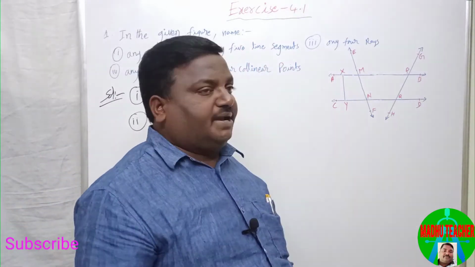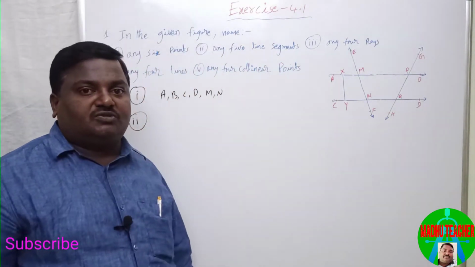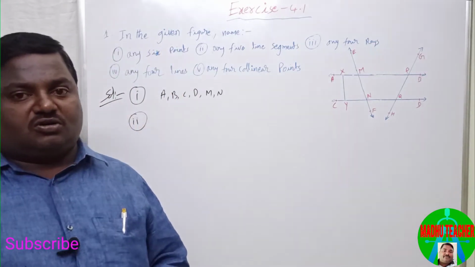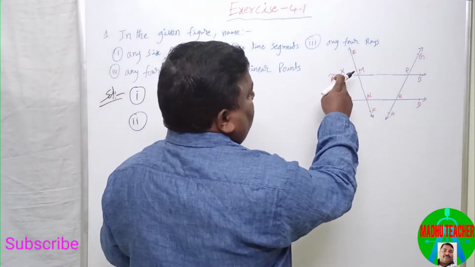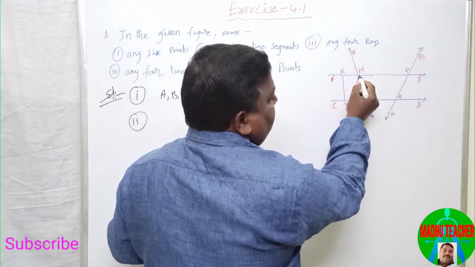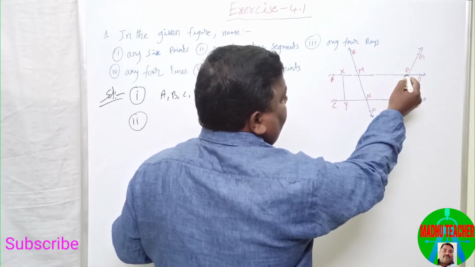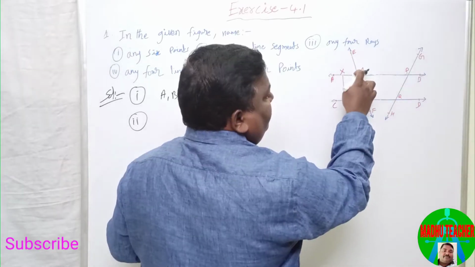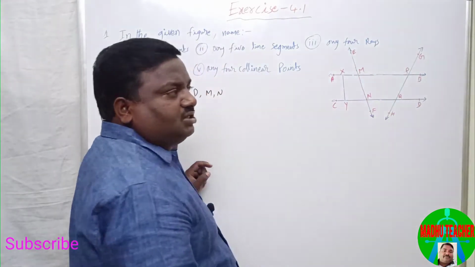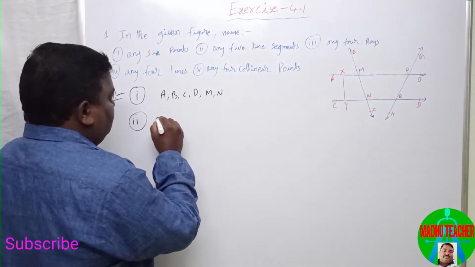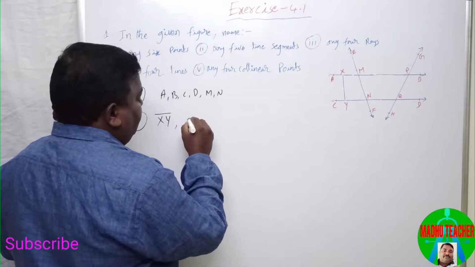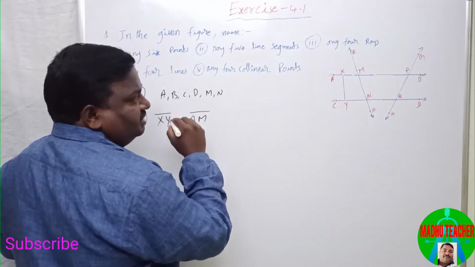Any 5 line segments. What are the line segments? A line which has 2 endpoints is called a line segment. So here, XY is a line segment. A to M, a line segment. A to P, MP, PB, EM, MN, EF. Like this you can write line segments. Let us write XY line segment and AM.